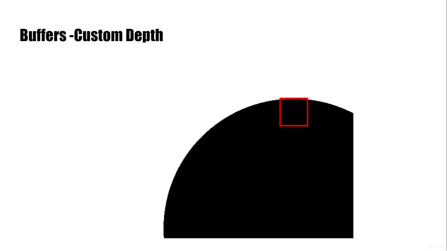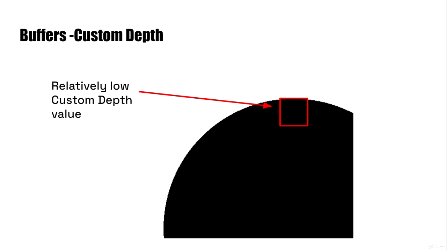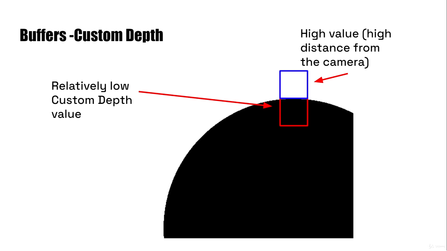Here we have a pixel on the border. For this pixel, its custom depth value is relatively low, as it has a small distance from the camera compared to, say, the pixel above it, which has a very high distance from the camera.